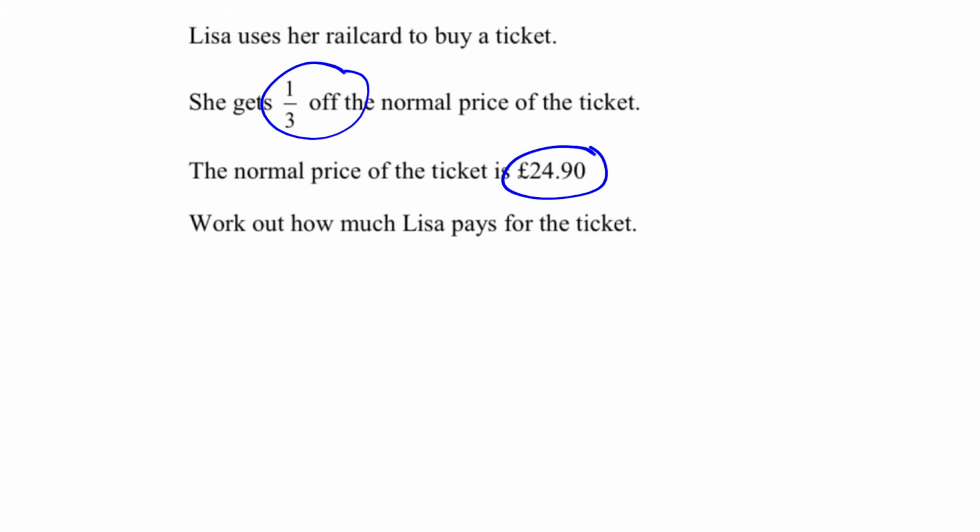A couple of different ways around doing this, but we're just going to do it the most straightforward way, I think. So we need to find 1/3 of £24.90 so we can take that amount off. So remember, to find 1/3 we divide by 3. So £24.90 divided by 3 to find 1/3.